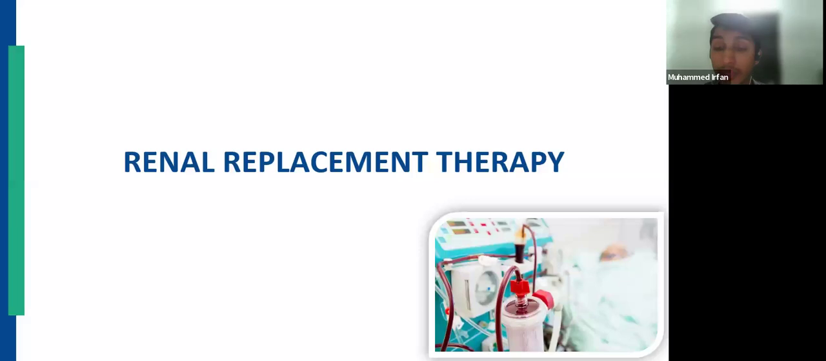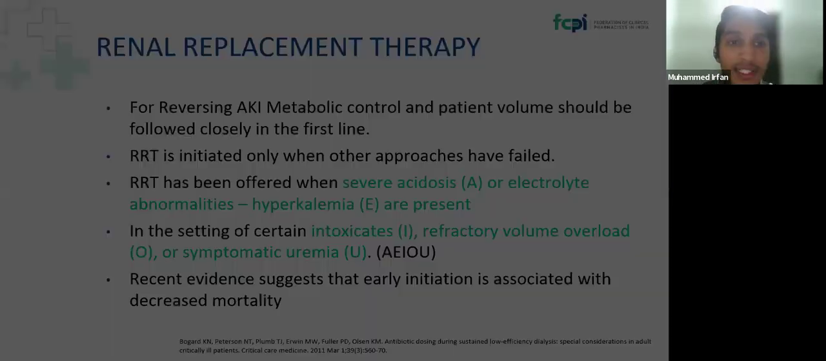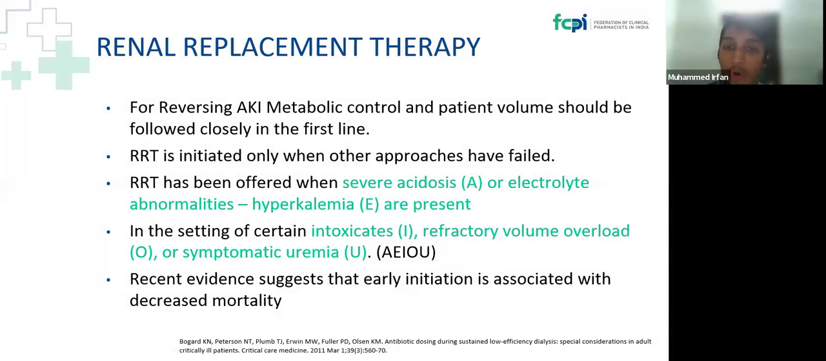Next is RRT, which is very important in critical patients. That is renal replacement therapy for reversing AKI or metabolic control, and patient volume should be followed closely in the first line. RRT should only be initiated when other approaches have failed. So it is a last approach. You should all note that for reversing AKI, it is not the first approach, it is the last approach. RRT is offered if the patient has severe acidosis or electrolyte abnormalities such as hyperkalemia, certain intoxications, refractory volume overload, or symptomatic uremia.